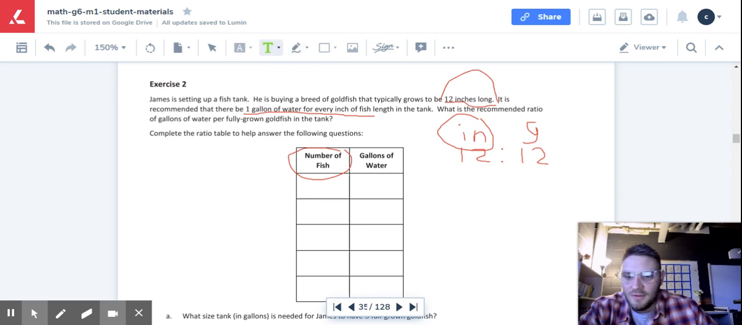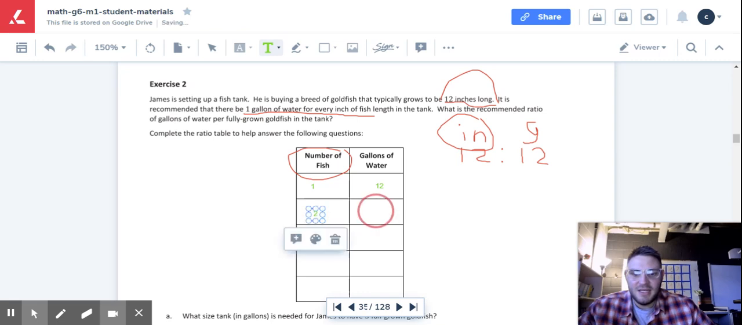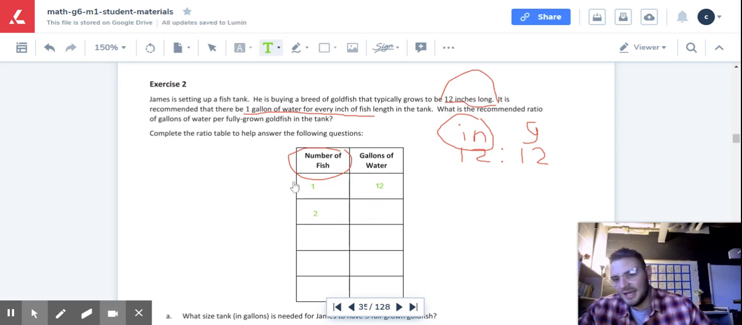Well, if he only has 1 fish, then he's only going to need 12 gallons of water. If he has 2 fish, then he's going to need to double this because he doubled his fish. So he's counting by 1s here, and here he's going to need to count by 12s, so the next one will be 24. And we can just keep going.